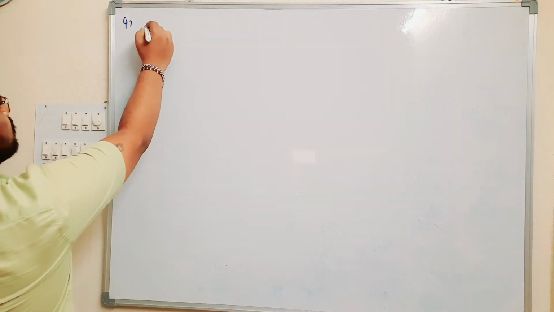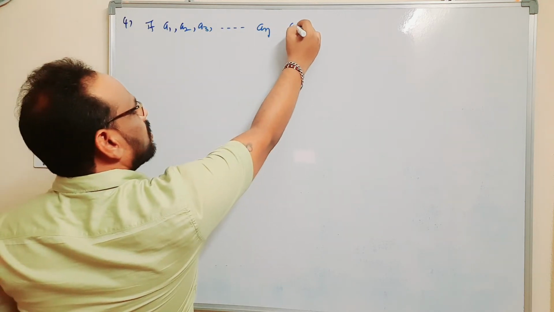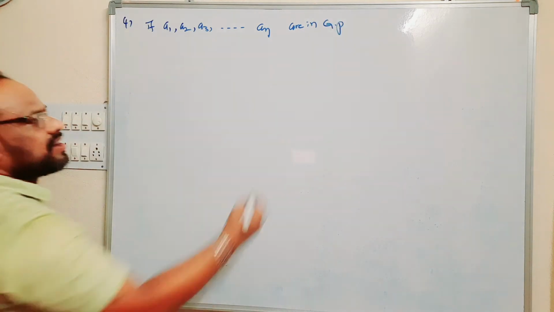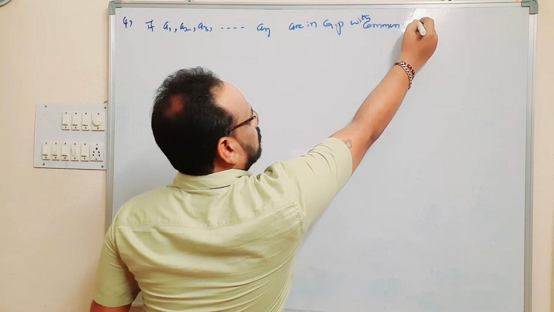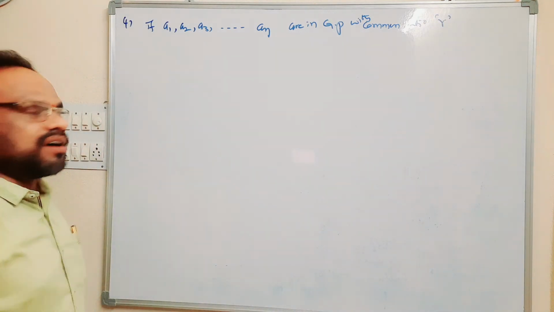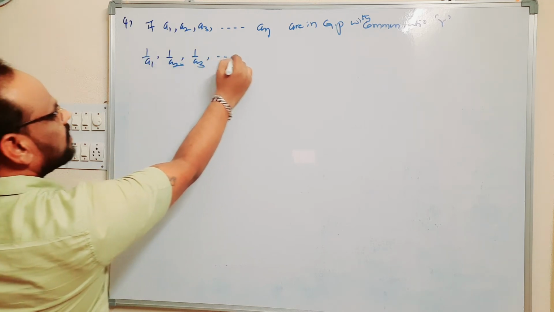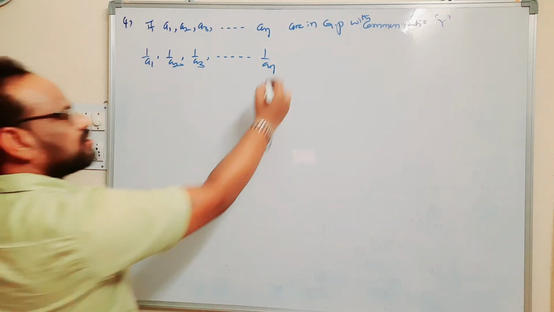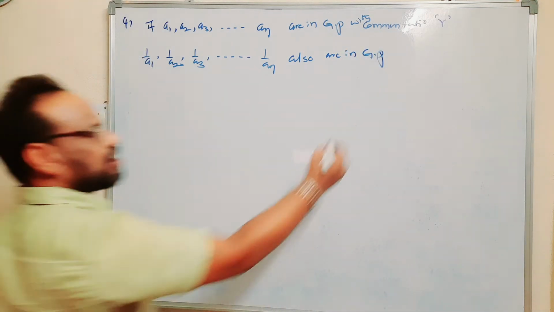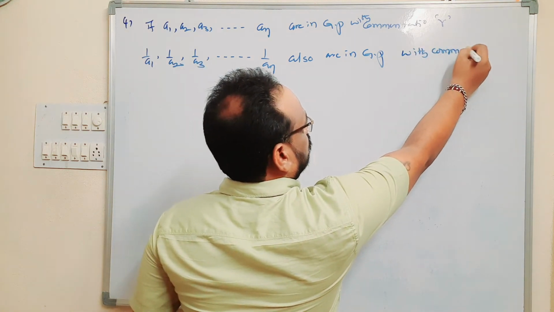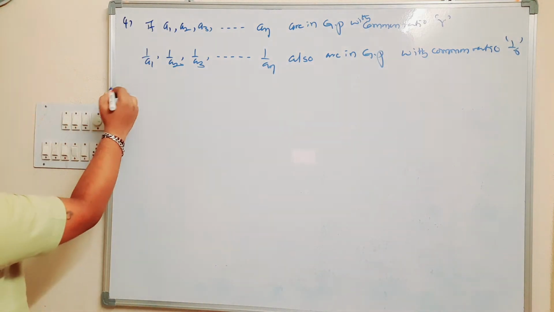Observe here, if A1, A2, A3, and so on, AN are in GP with common ratio R, the reciprocals, that means 1 by A1, 1 by A2, 1 by A3, and so on, and 1 by AN also are in geometric progression with common ratio 1 by R. Let us discuss one example here.